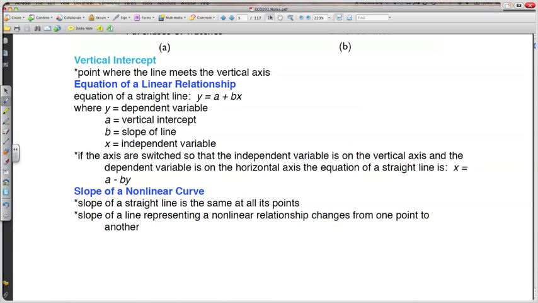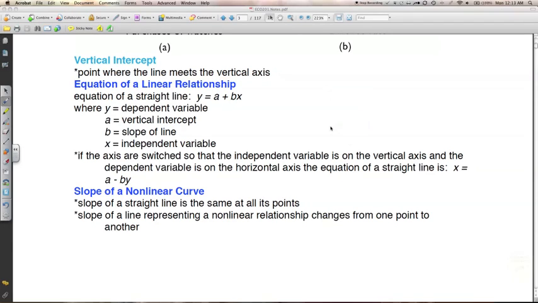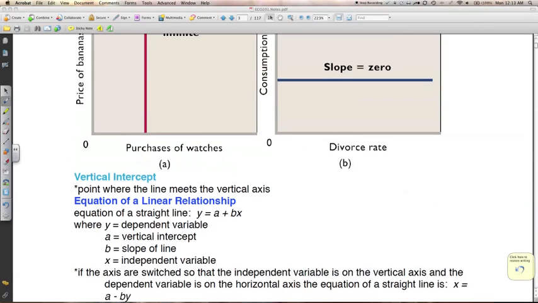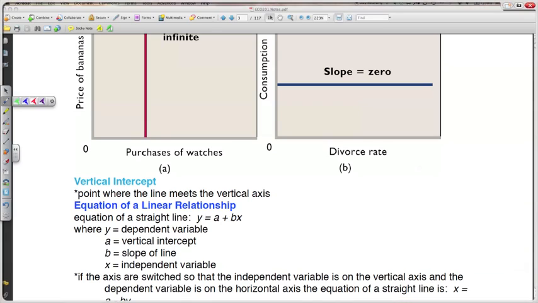Our vertical intercept is the point at where a line meets the vertical axis. So here, at this point right here would be our vertical intercept. This, as we can see, has no vertical intercept because it has an infinite slope. It's just straight up and down.